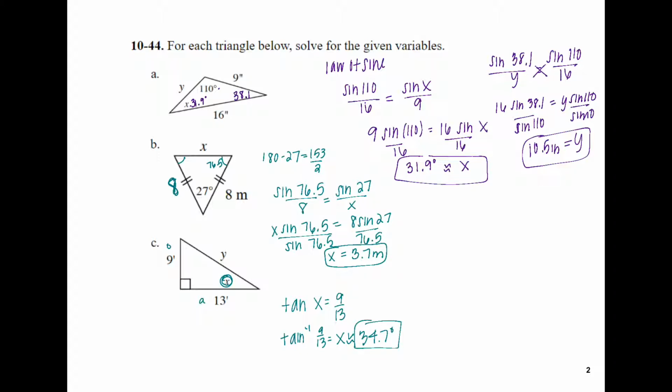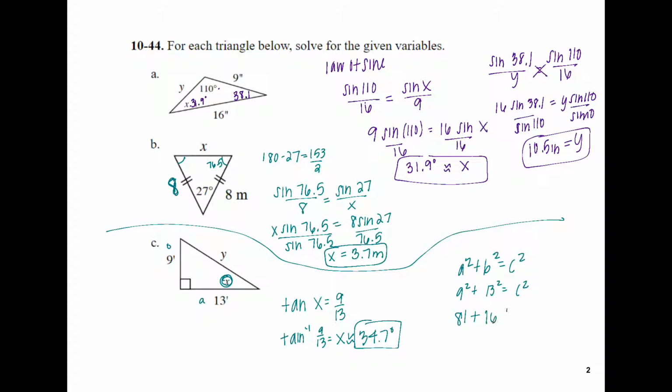We then can use our right triangle trig to find our missing piece, a squared plus b squared, the Pythagorean theorem. 9 squared plus 13 squared equals c squared. 9 squared is 81, plus 13 squared is 169. When we add those together and take the square root, we get the square root of 250, which is approximately 15.8 feet.